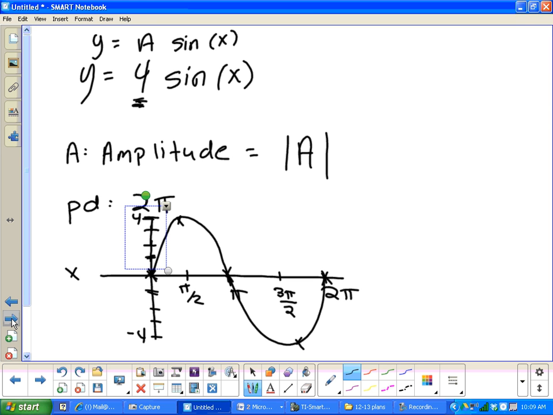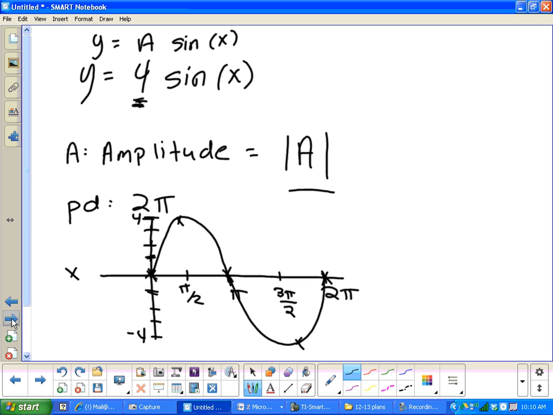Now let's talk about this. What if it was -4? Well, it'd still start at the origin, but it would go down to -4 instead of up to +4 for sine. If I had -4 sine, would that mean the amplitude would be -4 then? No. The amplitude is always positive, because it's the absolute value of it. The amplitude usually is the easiest aspect of the graph.